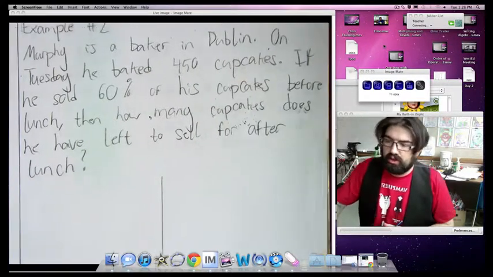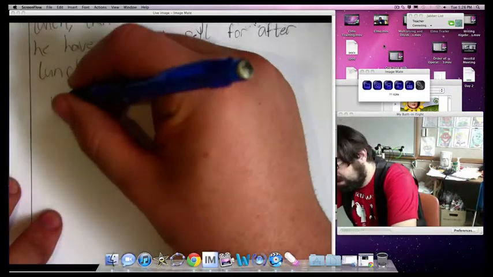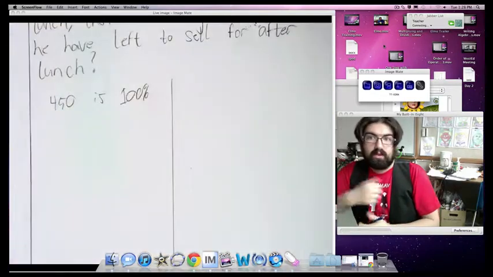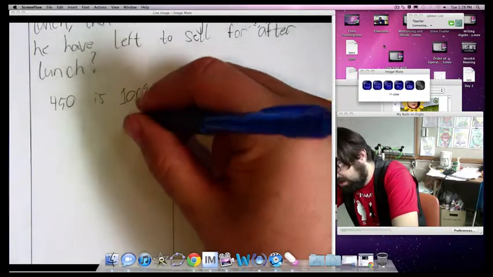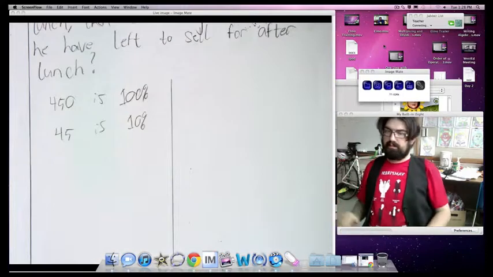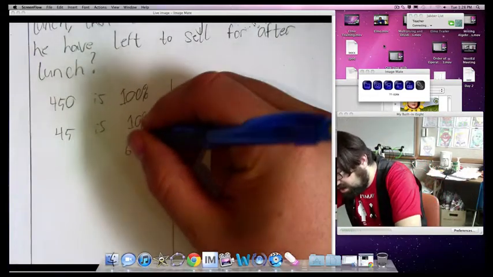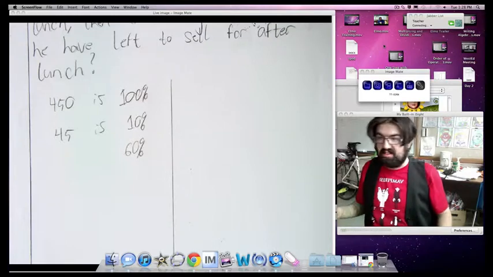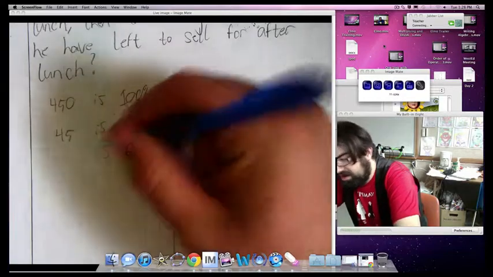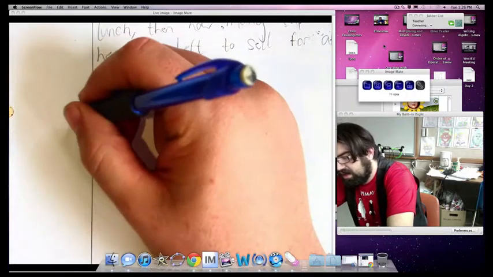Okay. So one way to figure this out is, let's figure out how many actually sold. I know 450 is 100% because that's how many he made on Tuesday. Right? Well, that means 10% is 45. Right? Because I divide both of them by 10. I just moved the decimal. I want 60%, which is nice because I don't have to worry about a single, so this is going to be pretty fast. I want 60. So I'm going to times this by 6. Well, 45 times 6. Kind of hard to remember that in my head.